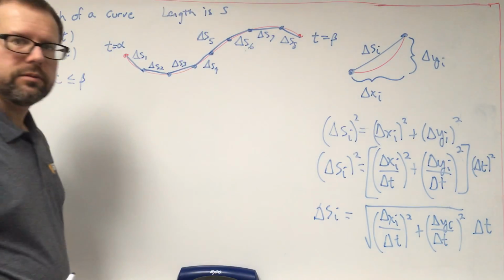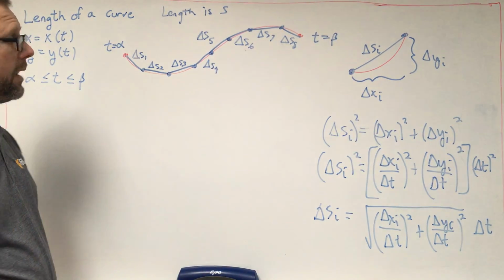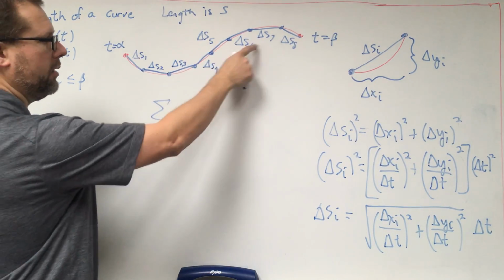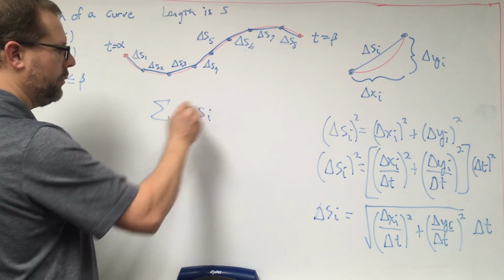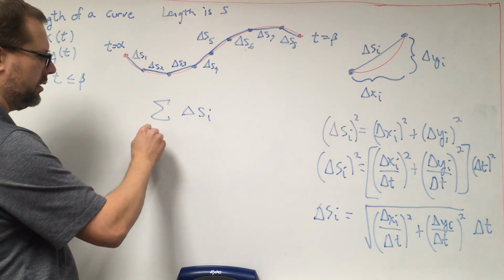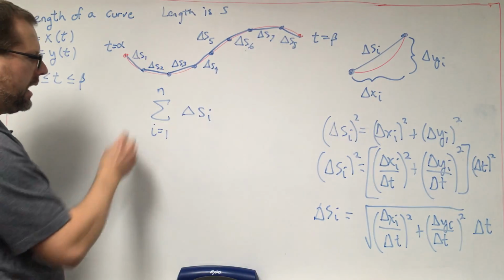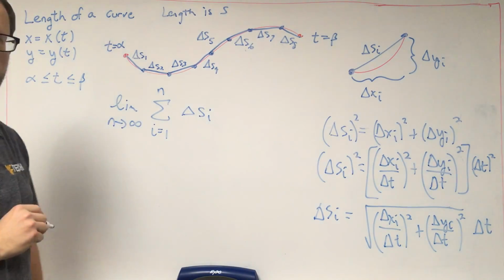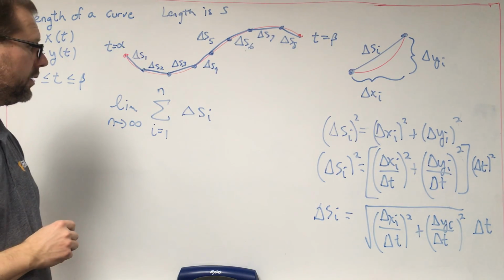Why do we care? Well, if we're trying to get the length of this curve and we're going to approximate it by adding up those lengths there, delta S1 through delta S8, then we can represent that with a sigma notation, where i is going from 1 to whatever n we stop with, and then we can let n go to infinity, as we often do with Riemann sums and other summations that are tied to integrals.